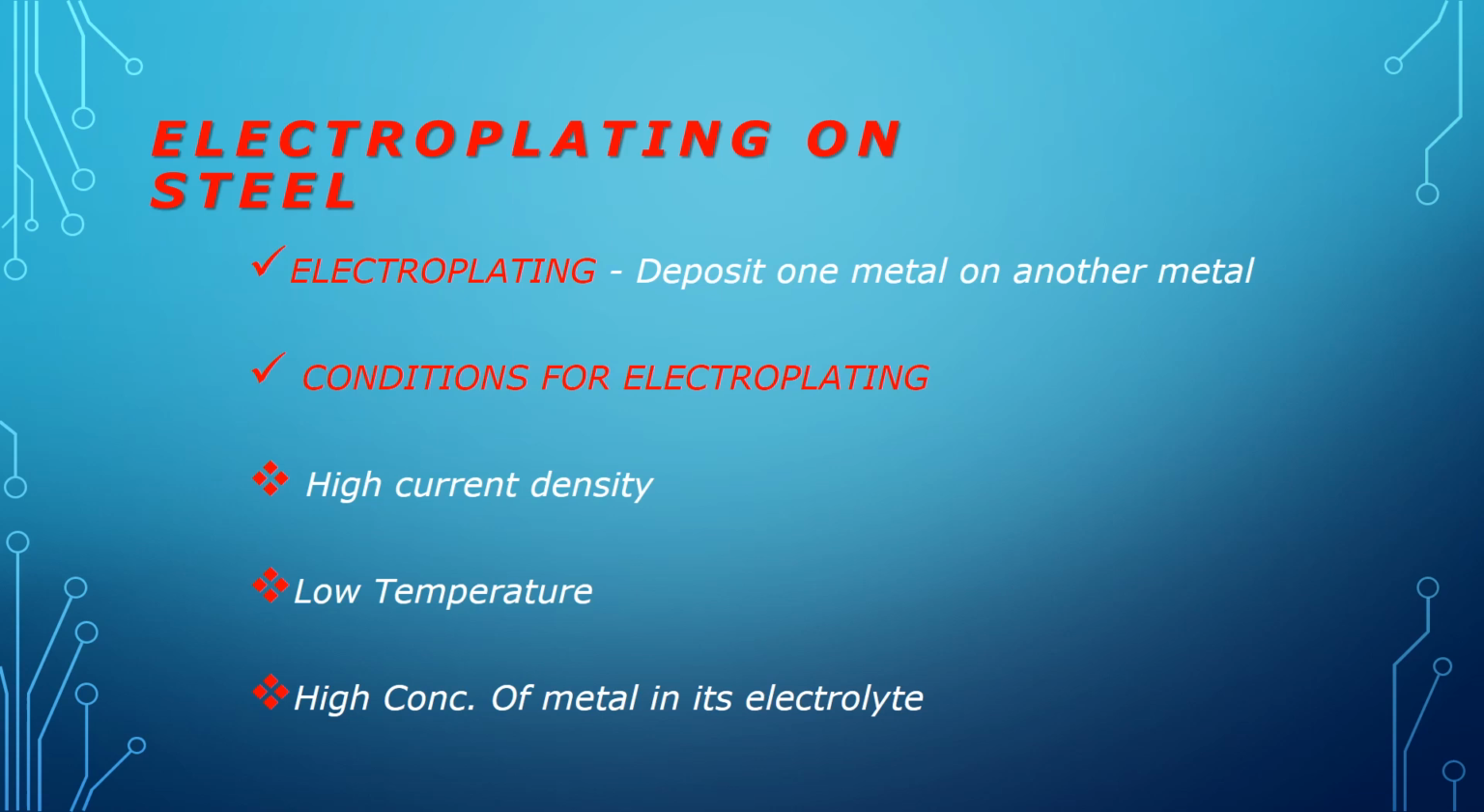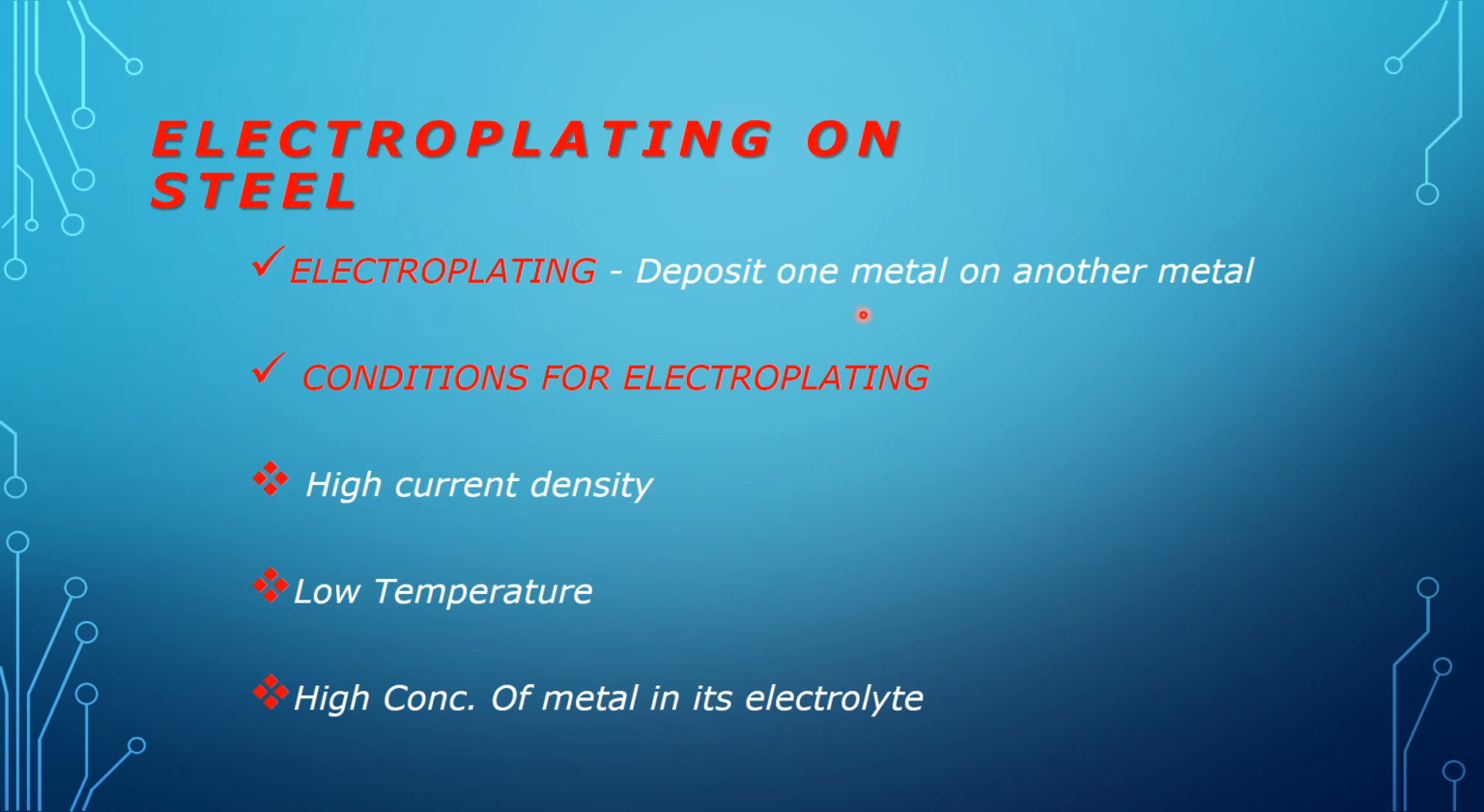The topic of this presentation is electroplating on steel. Before proceeding with the topic, we should know what is electroplating. Electroplating involves depositing one metal on another metal. The metal which will be electroplated here is steel, and the metal which will be used for electroplating could vary.